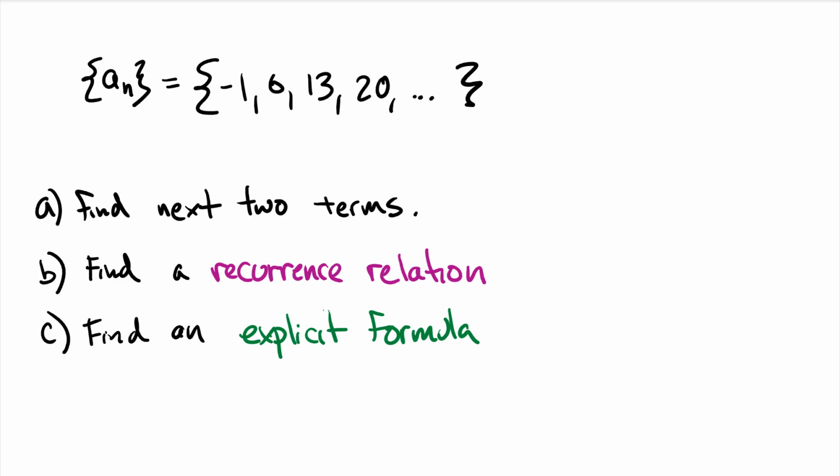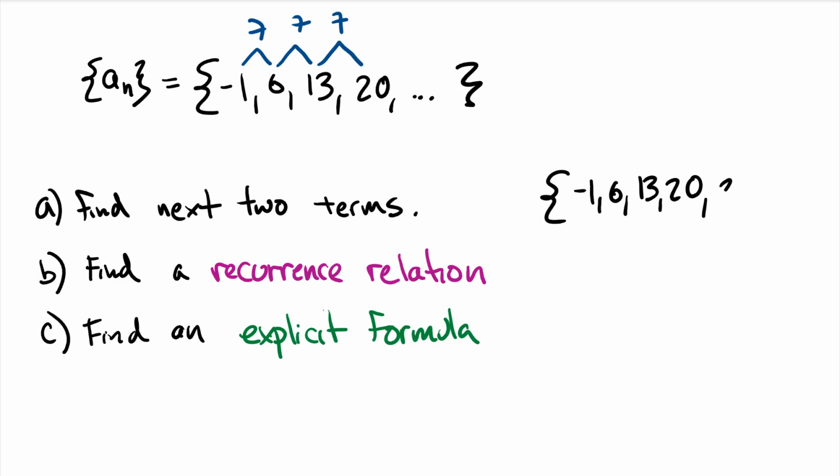So let's see if we can find the next term. A good game is always to look and ask, what's the gap in between? Well, that gap is 7. That gap is 7. We're just adding 7 to each of those. So I think we can find the next two terms. Let's just write it out: negative 1, 6, 13, 20, and we're just adding 7. So is that 27, 34? And we found the next few terms.